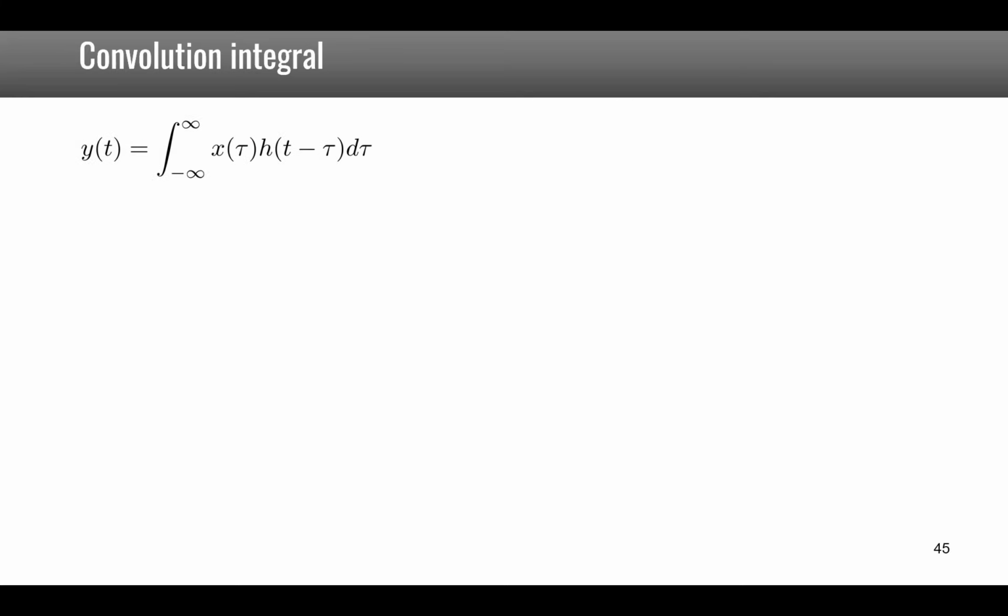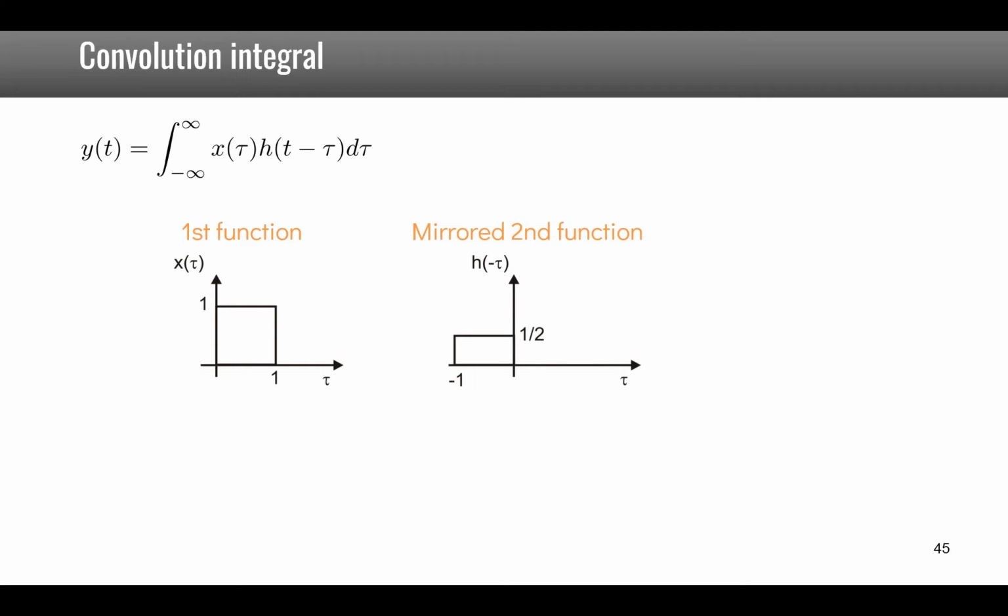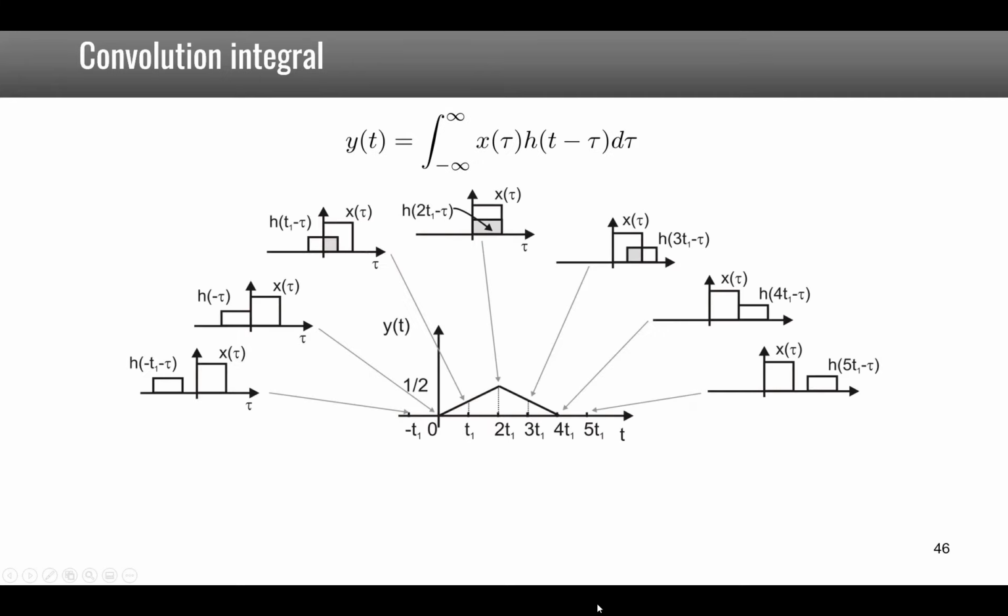So let's look at an example. We have the first function, which is a square of length 1 and height 1. We have a second function that is half of that, and if we mirror it, then it goes to the other side of the axis. Now we're going to shift it in time and compute the integral of this one multiplied by this one. So what does it give?